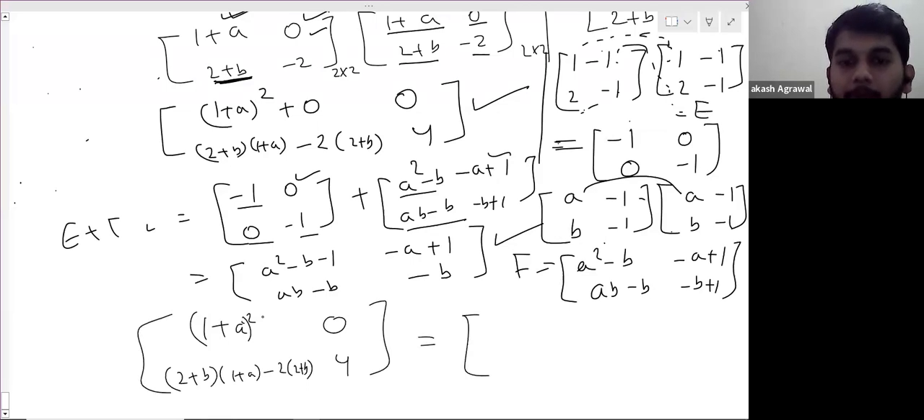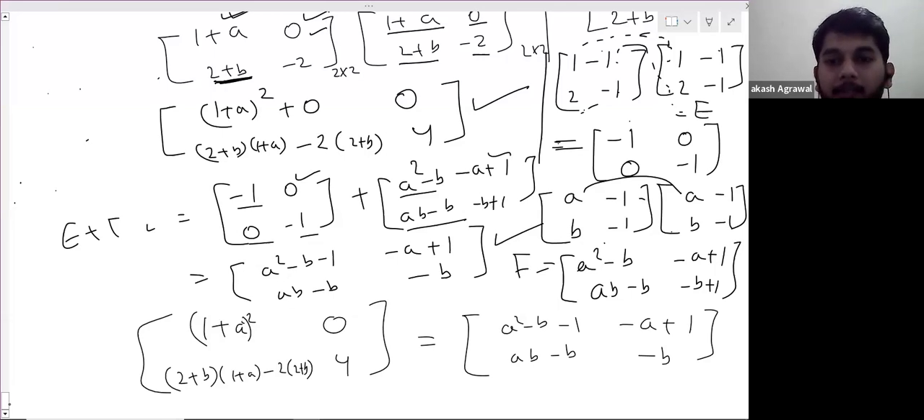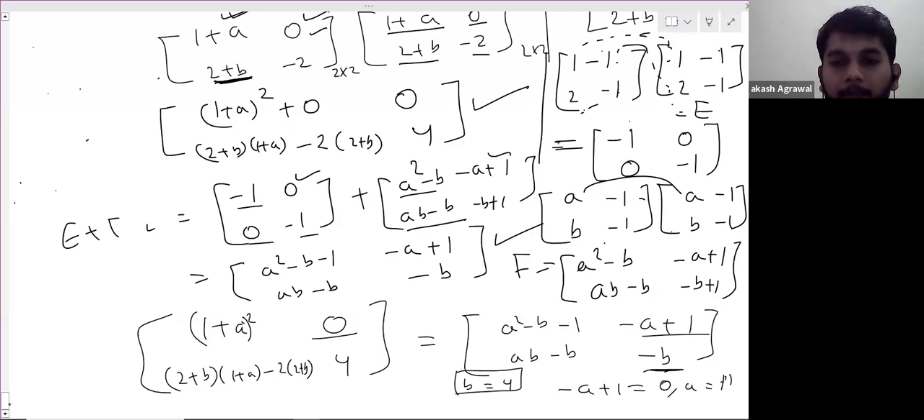This must be equal to A square minus B minus 1, minus A plus 1, AB minus B, and minus B. Okay? Now, can we compare this? If we compare, minus A plus 1 equals 0. So you get A equals to minus 1, oh sorry, plus 1. And minus B equals to 4. So B equals to 4.